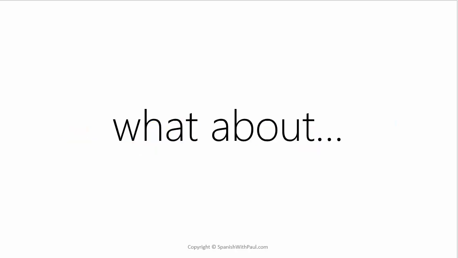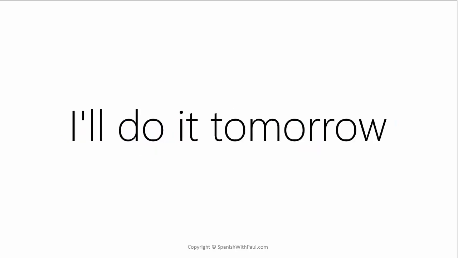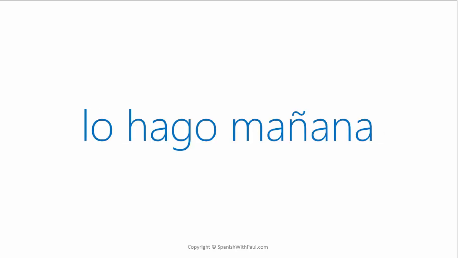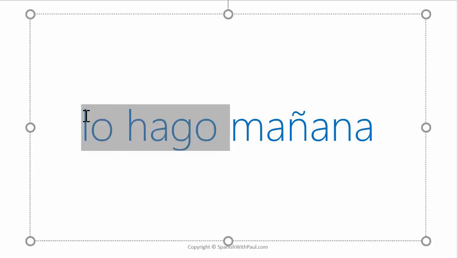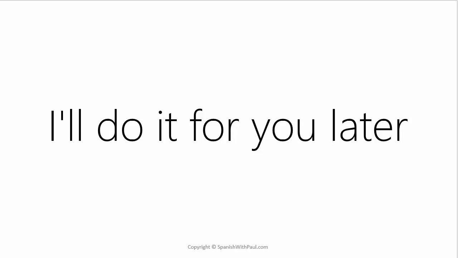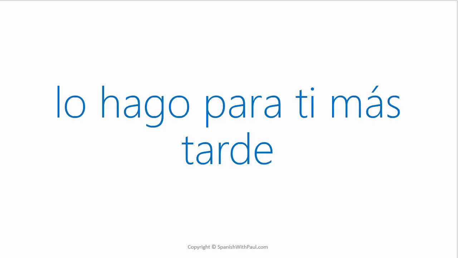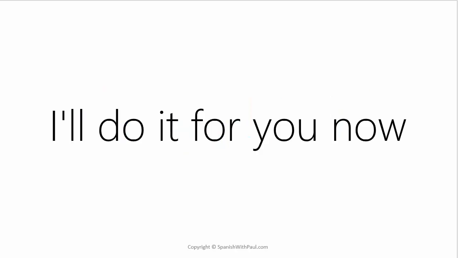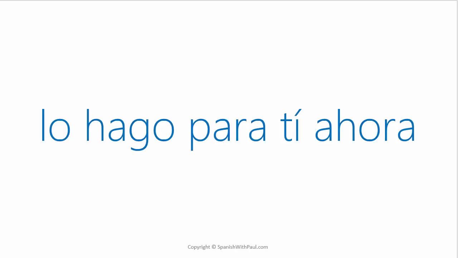What about this one? I'll do it tomorrow. Lo hago mañana. Here again you can see we are using the present tense with a time frame in the future. So literally, I do it tomorrow. Sounds terrible in English, but it is correct in Spanish. How would you say, I'll do it for you later? Lo hago para ti más tarde. I'll do it for you now. Lo hago para ti ahora.